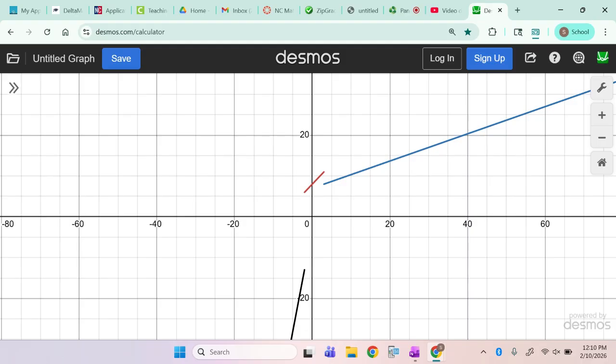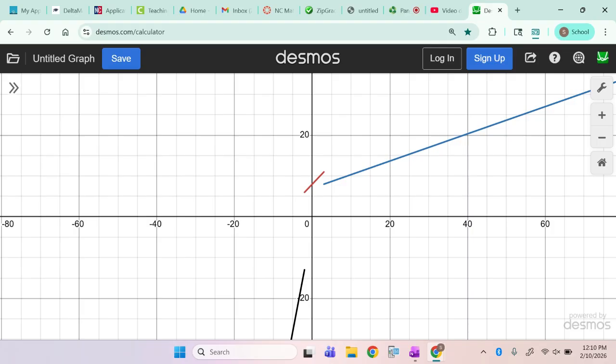Now, the one thing that Desmos doesn't do is give you the open or closed circles. So just for reference, this would have an open circle because it was less than. Both ends of these would have closed circles because they're both less than or equal to. And then this one would have an open circle as well. So that's typically what a piecewise graph looks like.